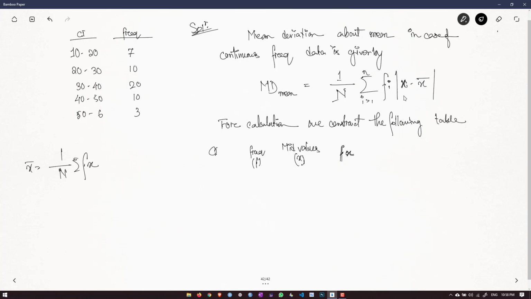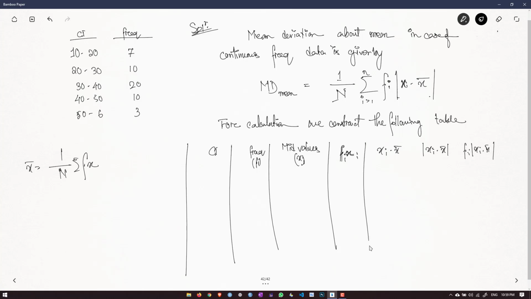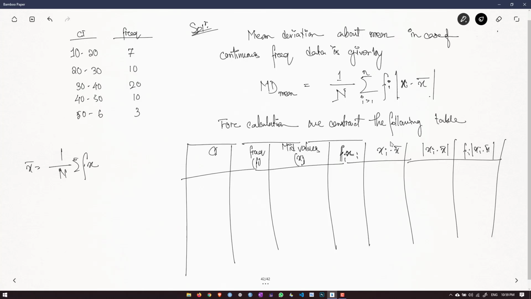Now for this calculation we need first of all xi minus x bar. Then we need modulus of xi minus x bar. And last we need f into xi minus x bar, right? So this you can write fi xi, these are xi, these are fi, if you want to be consistent. So this is the table that you will need to calculate mean deviation, right? So to calculate mean deviation, you will need these values.